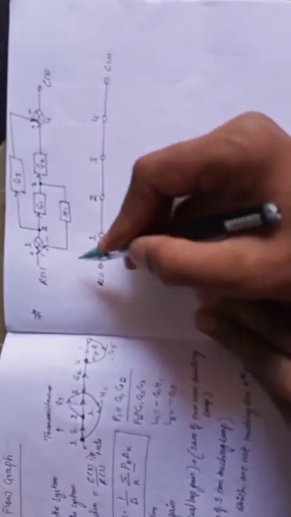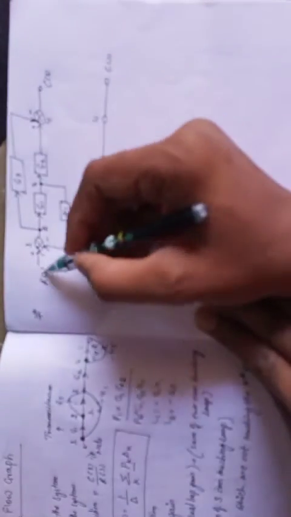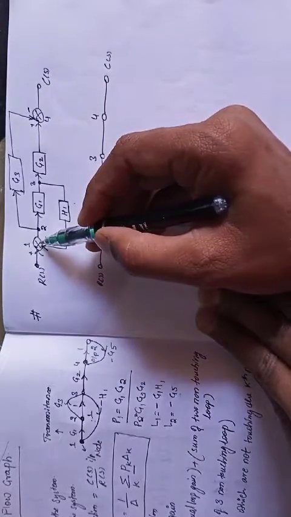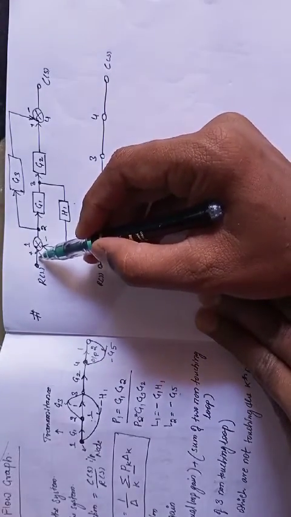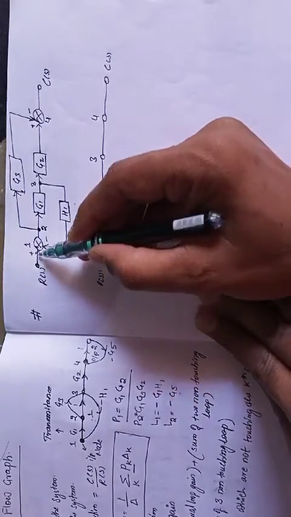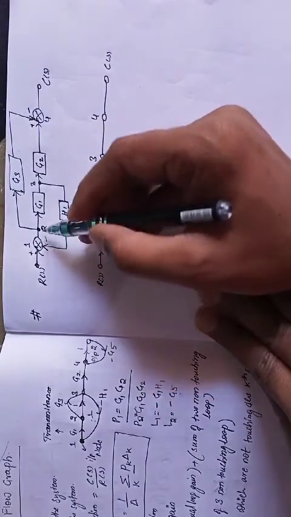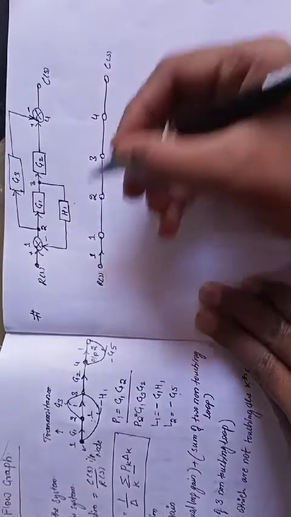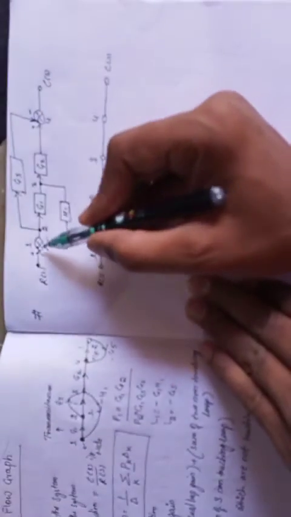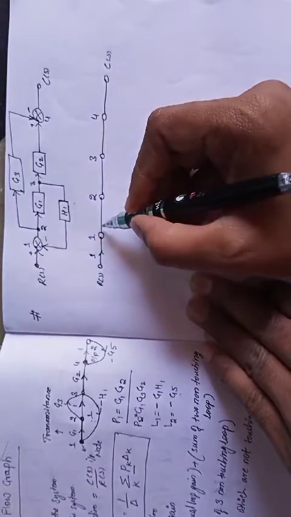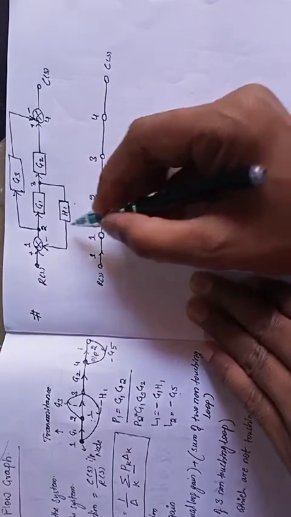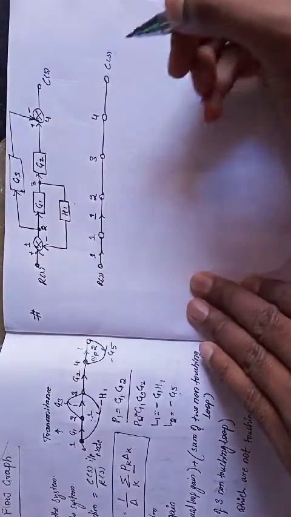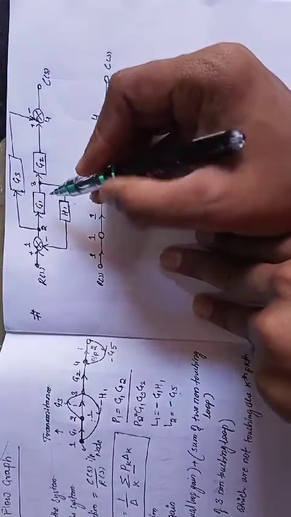Now from input node R of S to the summing point node, there is no G1 and G2 block, so the gain is considered as 1. And from node 1 to node 2, again there is no block, hence we are considering the gain as 1.